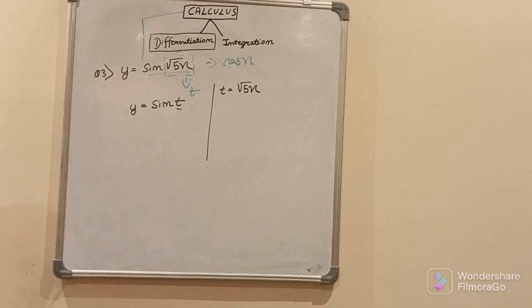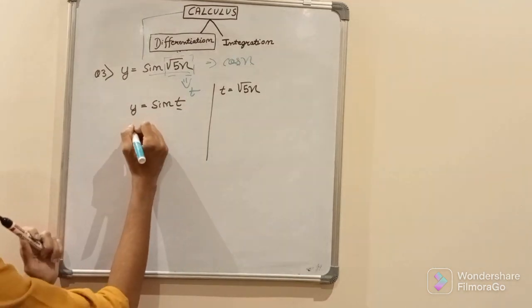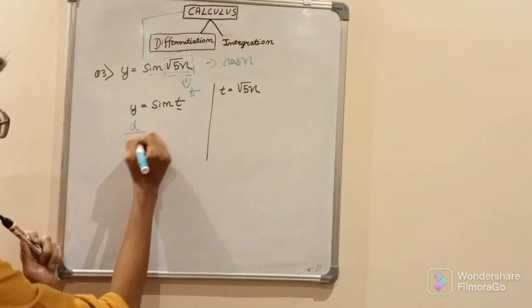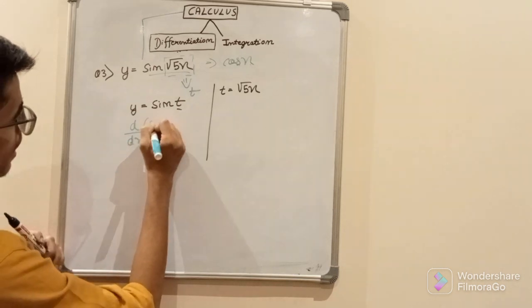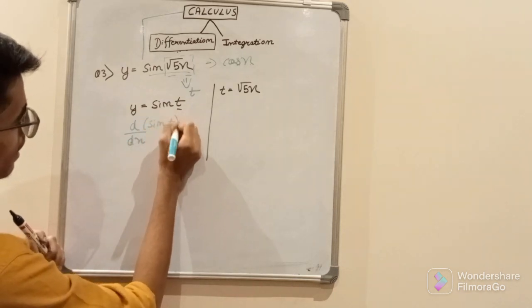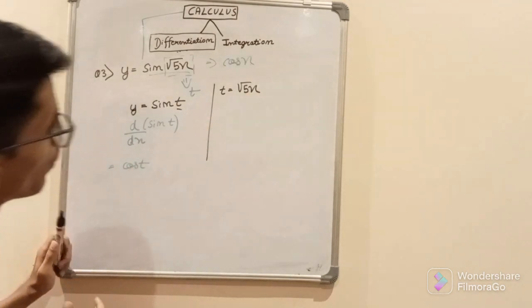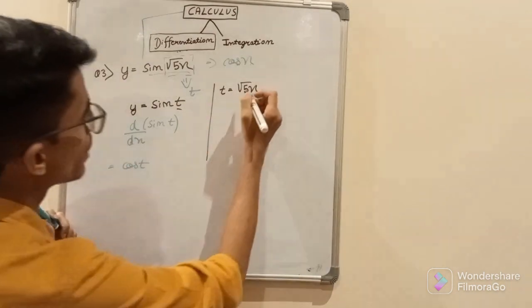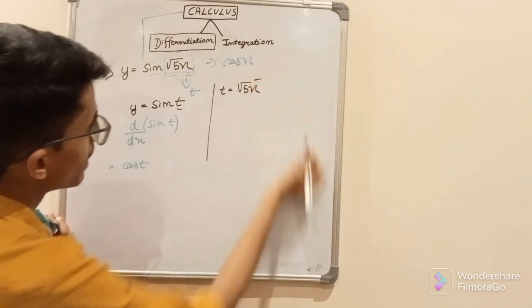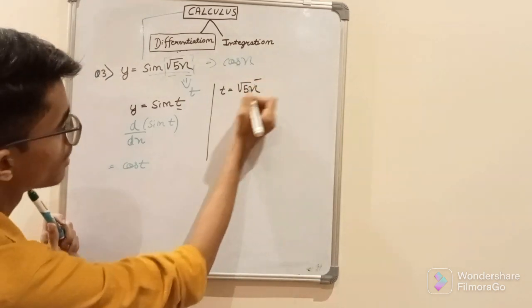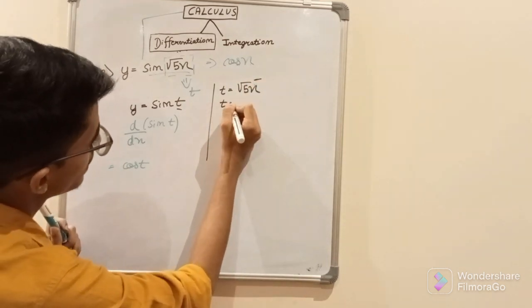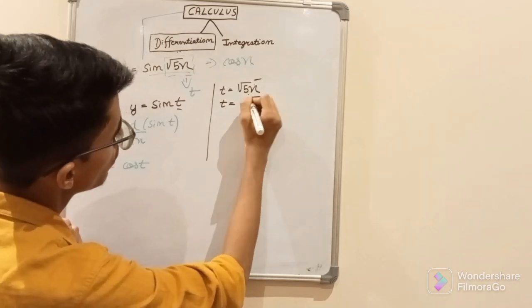So first of all, differentiating this corner, we have d upon dx sine t, that is cos t, and over here t is equal to root 5x, and in order to eliminate this root, can we take t is equal to root u?